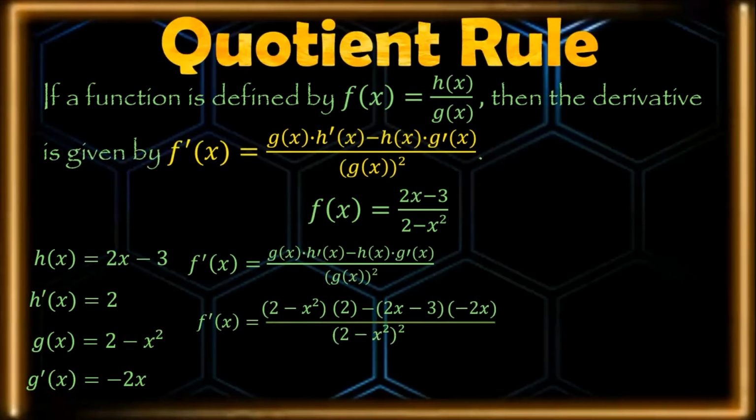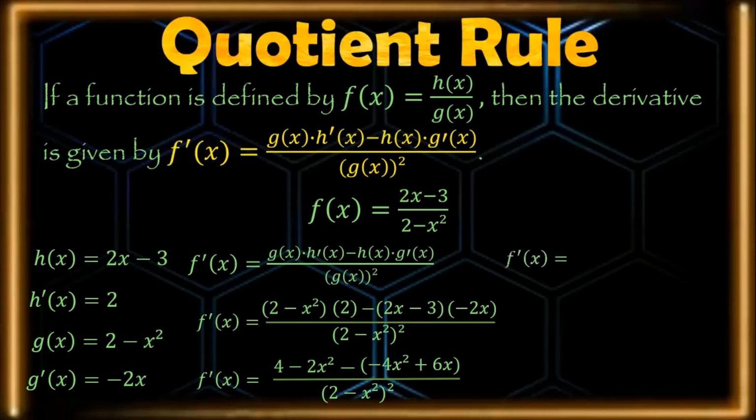Okay, simplifying the numerator, multiplying 2 minus x squared and 2, that will give you a result of 4 minus 2x squared. Then minus, multiplying 2x minus 3 and negative 2x, that will give you negative 4x squared plus 6x all over the quantity of 2 minus x squared squared. Again, you have to enclose the terms after the minus sign inside the parentheses. An indication that the terms that you're going to subtract from 4 minus 2x squared is negative 4x squared plus 6x. Then afterwards, you are going to distribute the minus sign to the terms inside the parentheses.